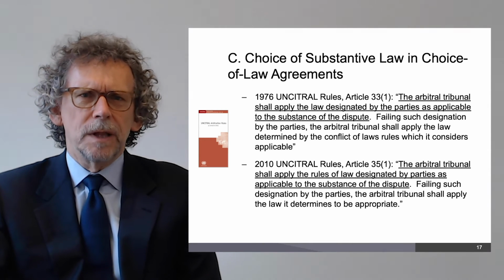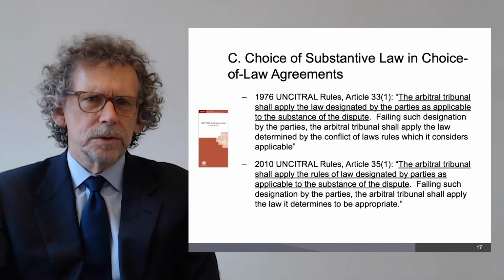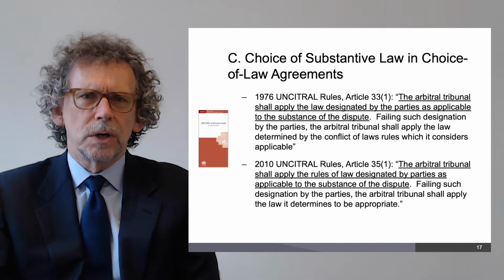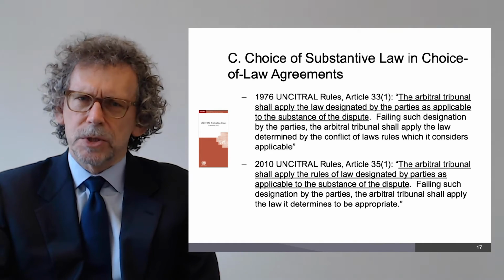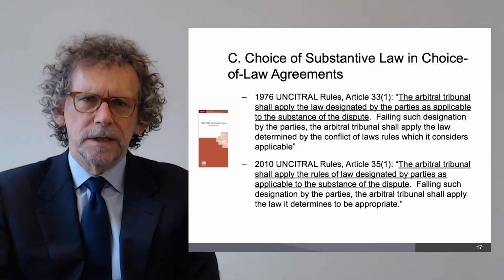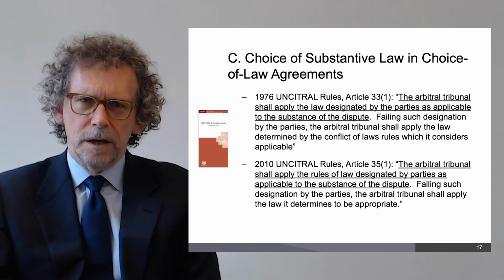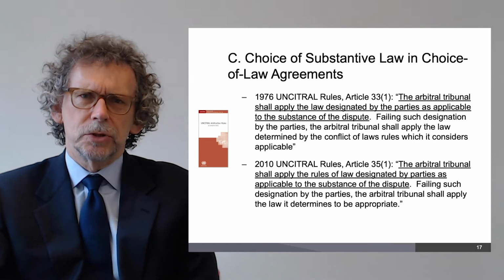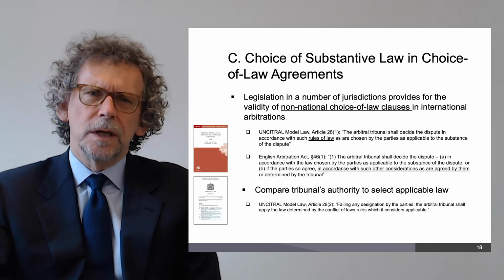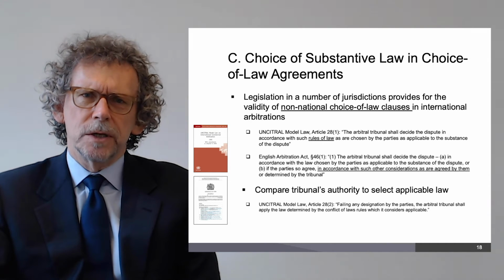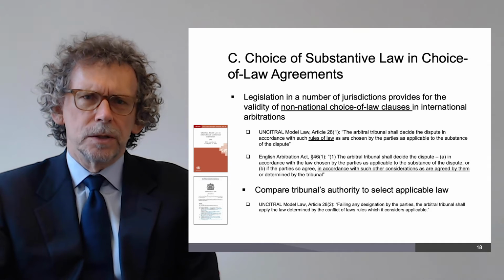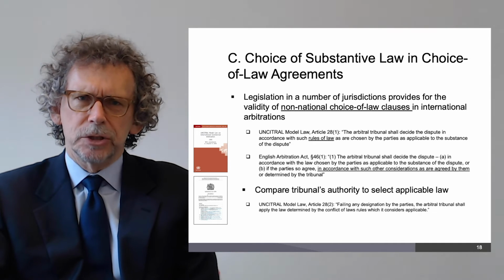Note that this rule applies both to express and also to implied choices of law. The arbitral tribunal is required to apply the law chosen by the parties, if indeed they have included a choice of law clause in their underlying contract, or if they've made an implied choice of law. Note that in a number of jurisdictions, parties are free not just to choose a national law, but also to choose a non-national legal system.